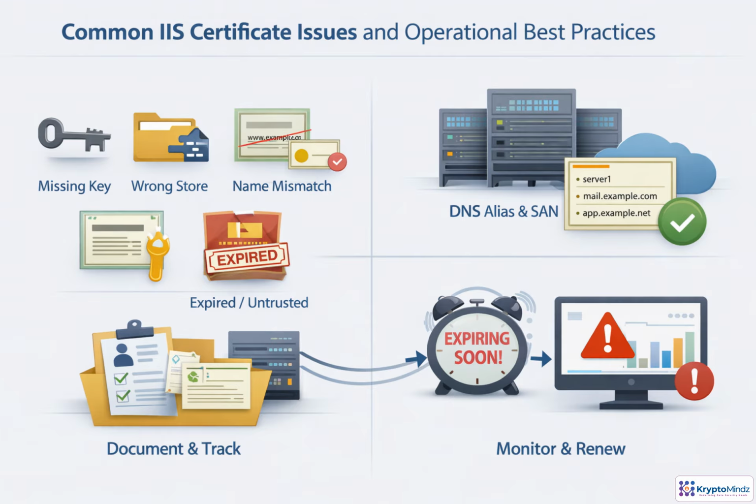Most IIS certificate problems fall into a few patterns. If the certificate doesn't appear in IIS, it's usually in the wrong store or missing its private key. If the browser shows a name warning, the DNS name or SAN set is wrong, and the certificate must be reissued. Expired or untrusted chains are solved with renewal and proper CA installation. Treat certificates like assets. Document owners, map them to sites, and monitor expirations continuously.